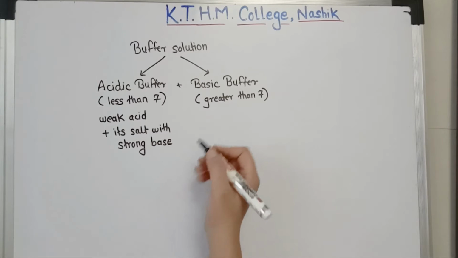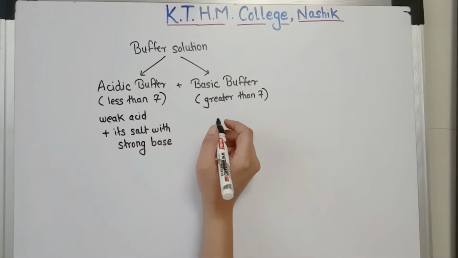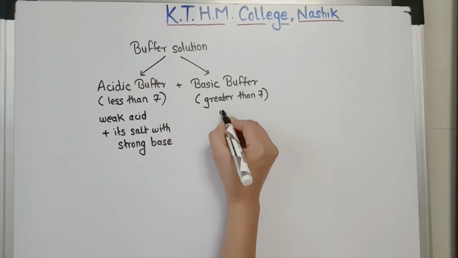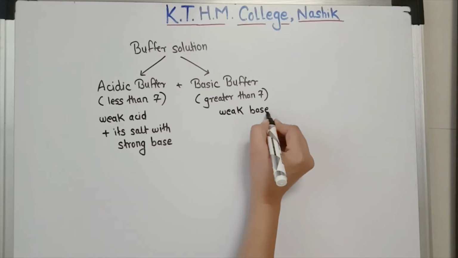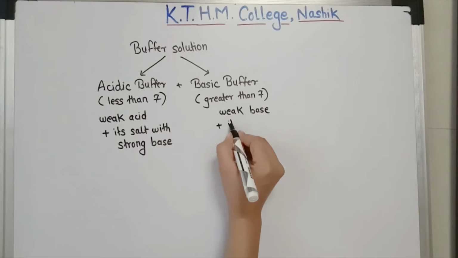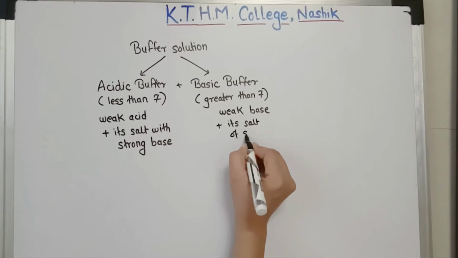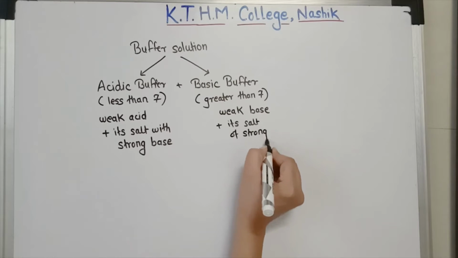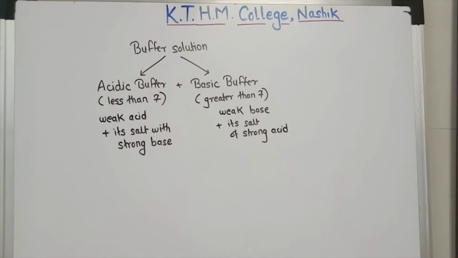Similarly, the basic buffer is prepared by mixing an aqueous solution of weak base with the solution of its salt with strong acid. That means it is prepared by mixing weak base with its salt of strong acid. So here we will take the examples.